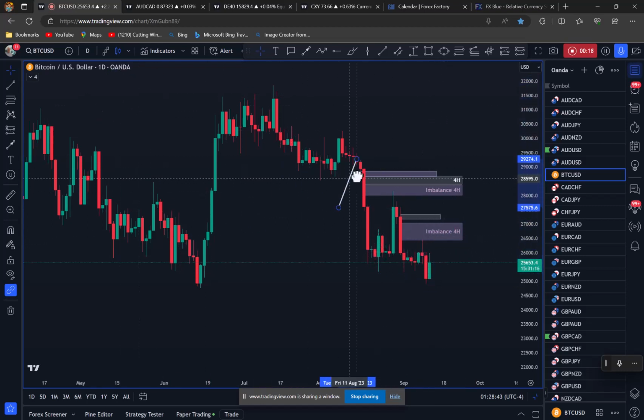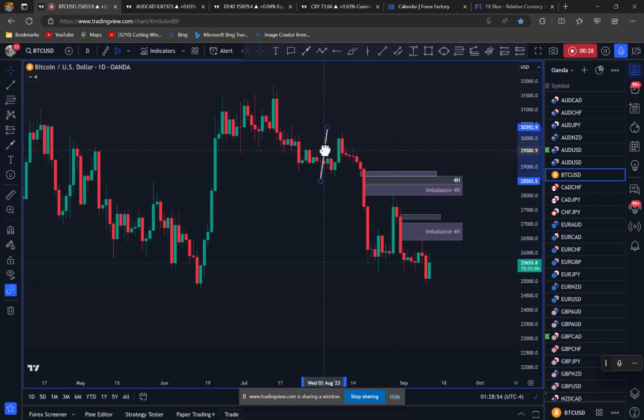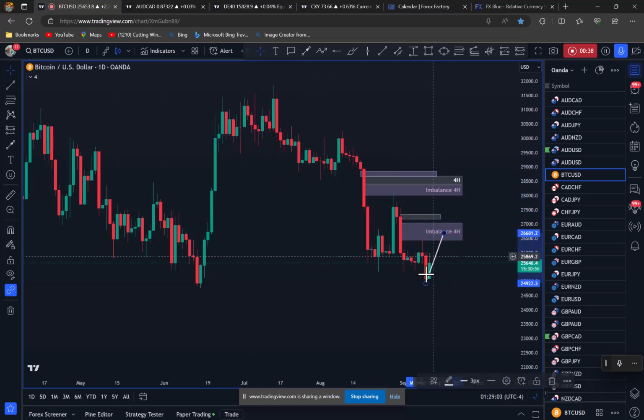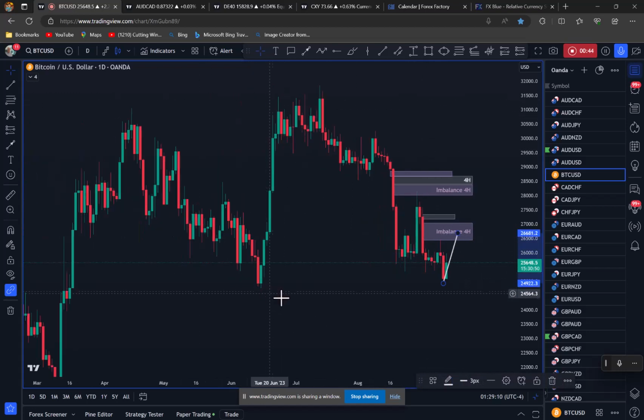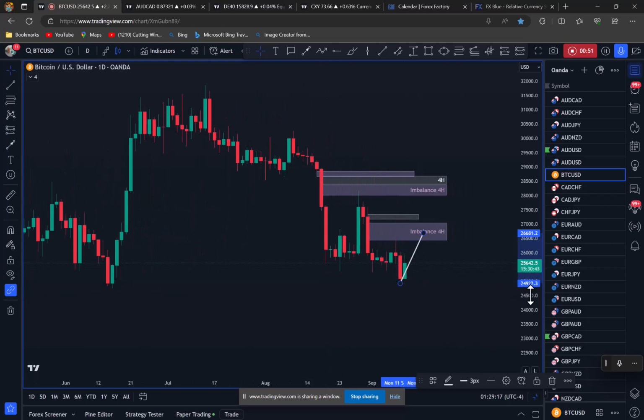I'm just going back on the daily time frame, measuring low to high. Well, that's fairly wide. Low to high here, low to high here, low to high here. So a move back up into this level isn't out of the question, given the volatility that Bitcoin presents. You want to be a little bit careful.